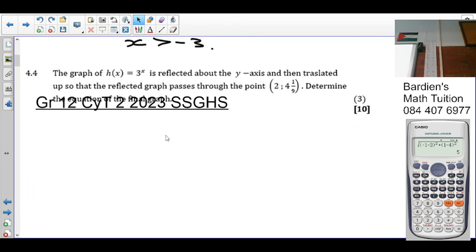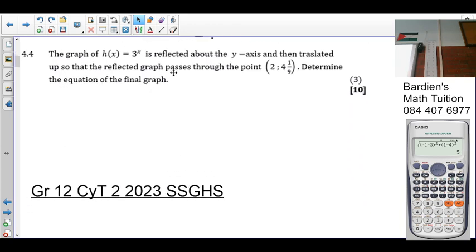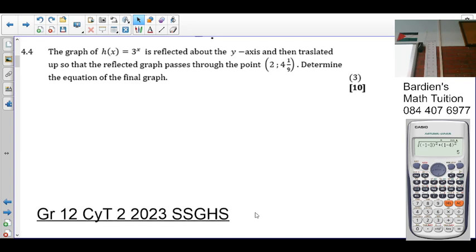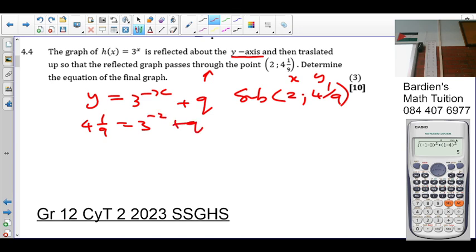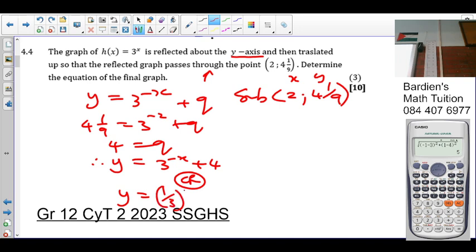We are told the graph of h of x, which is 3 to the x, is reflected about the y-axis. So if something is reflected about the y-axis, x becomes negative. Then translated up. So I must add a q value here. It's passing through the point 2 and 4 ninths. That's x and the y. So 4 ninths is equal to 3 to the minus 2 plus q. Q then works out to be 4. The equation is y is equal to 3 to the minus x plus 4, or y is equal to a third raised to x plus 4.